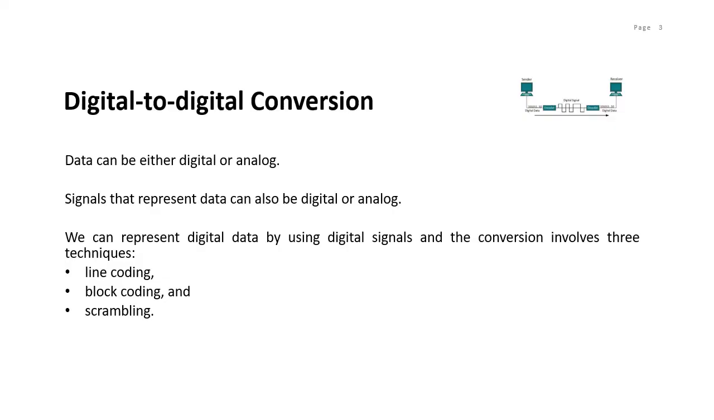As we saw from the previous chapter, we discussed data and signals, and data can be either digital or analog. Same goes for signals. They can be representing data in terms of digital or analog. In this chapter, we will see how we can represent digital data by using digital signals. There are basically three different techniques for the conversion: line coding, block coding, and scrambling. Line coding is always needed, whereas block coding and scrambling may or may not be needed.